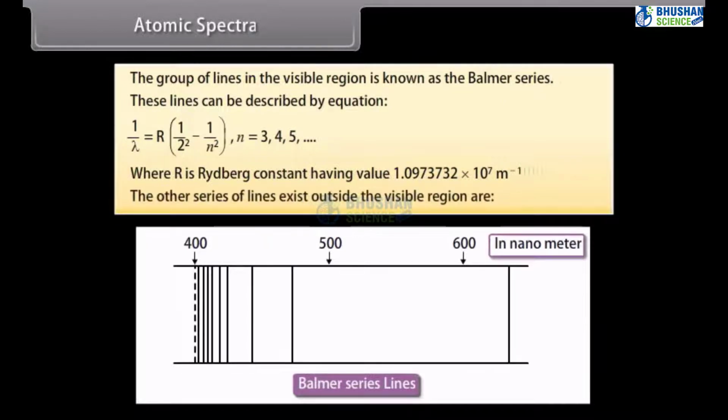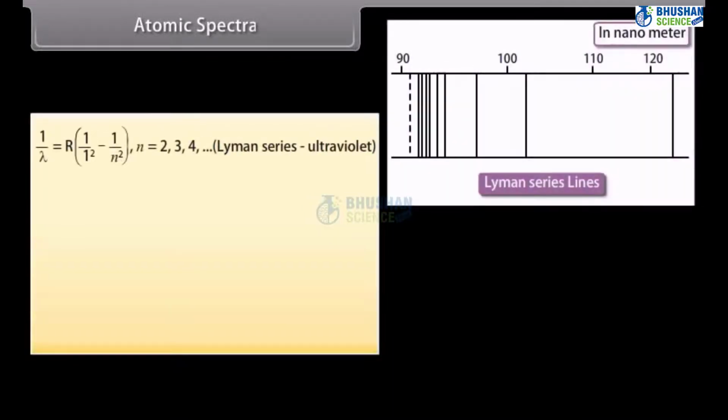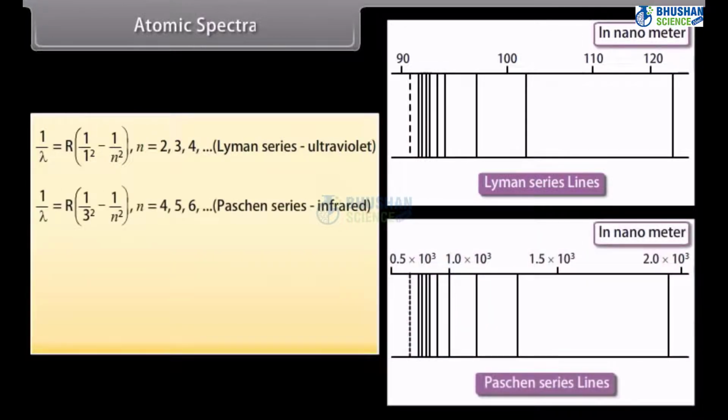The other series of lines that exist outside the visible region are the Lyman series, which is given by 1/λ = R(1/1² − 1/n²). Here the value of n may be 2, 3, 4, 5 and so on. Paschen series, which is given by 1/λ = R(1/3² − 1/n²). Here the value of n may be 4, 5, 6, 7 and so on.